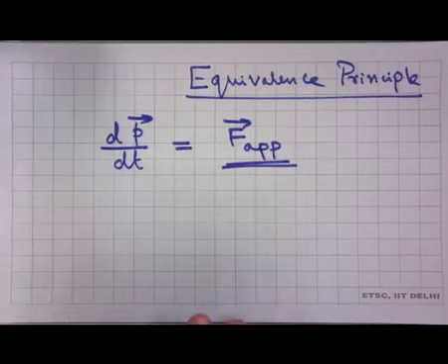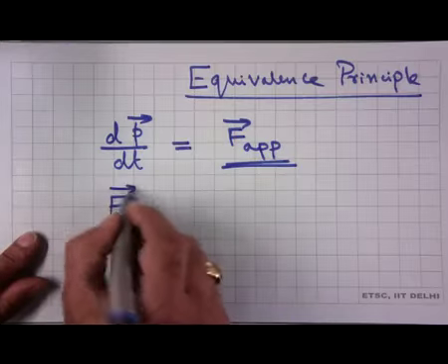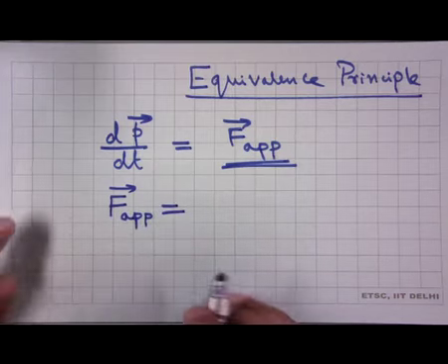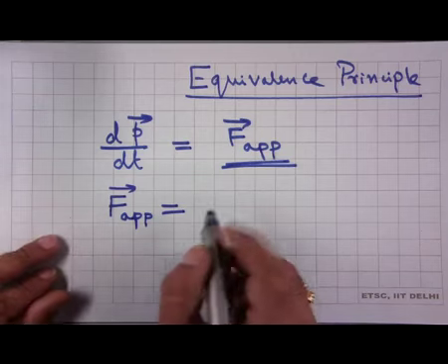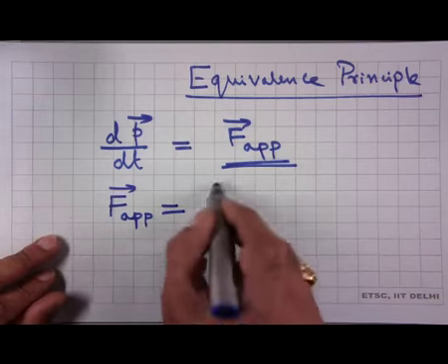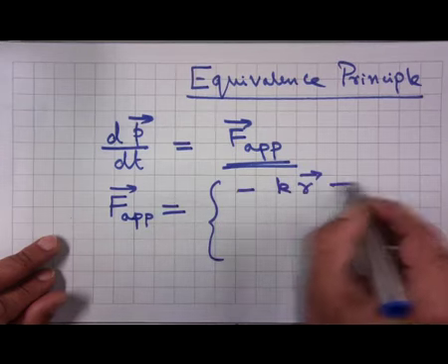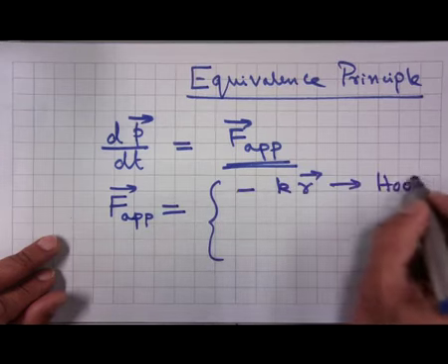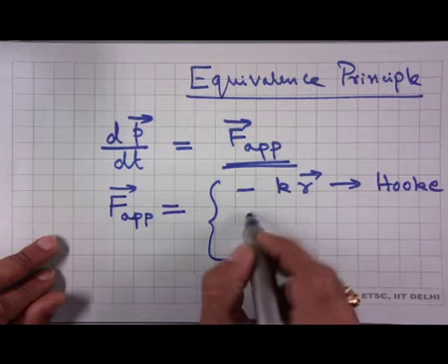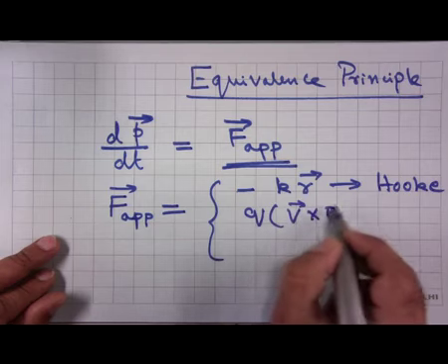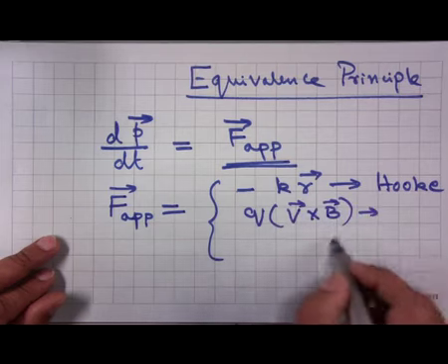We had a fairly long discussion on the nature of this applied force. So let me write a few examples again. Redundancy is extraordinarily good when we are learning a subject. There is no harm in repeating. For example, I will write minus Kr. This is Hooke. I will write Q into V cross B. This is Lorentz.